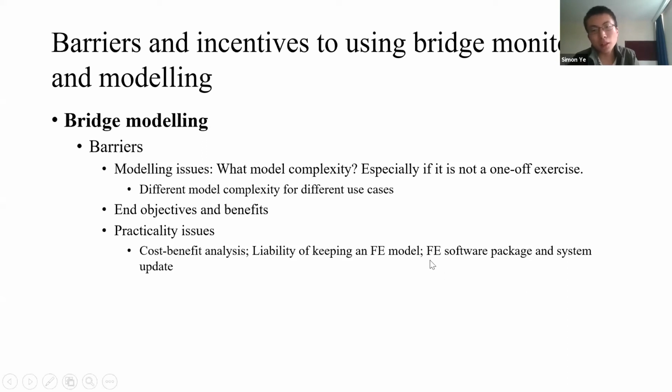The other issue is FE software package and system updates. The service life of a bridge is, let's say, 60 years. The model I created, let's say, is using software version 10, and in 20 years time, it's like version 25. Is my model created now still valid, or do I have to constantly change my model?